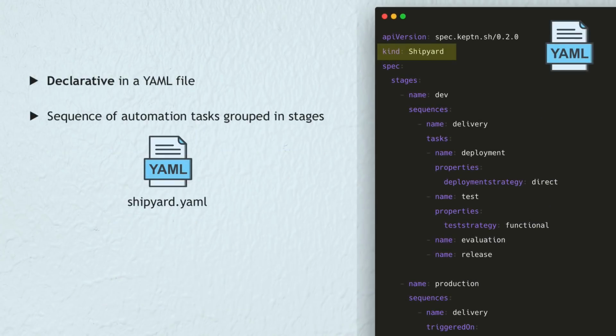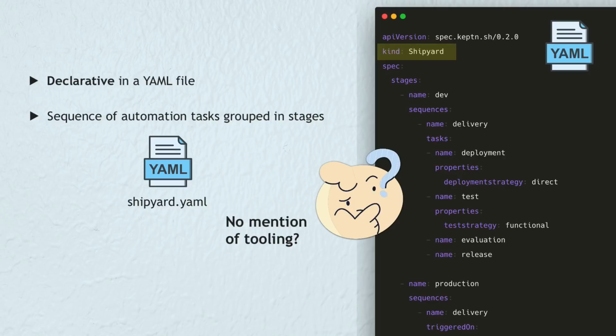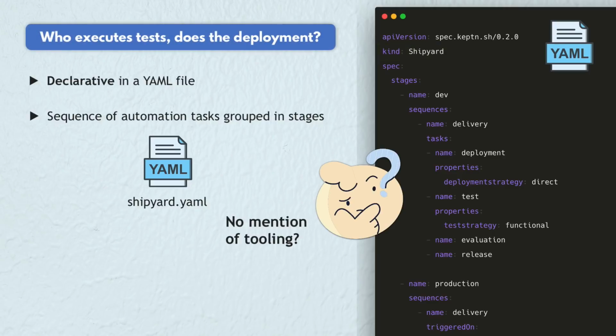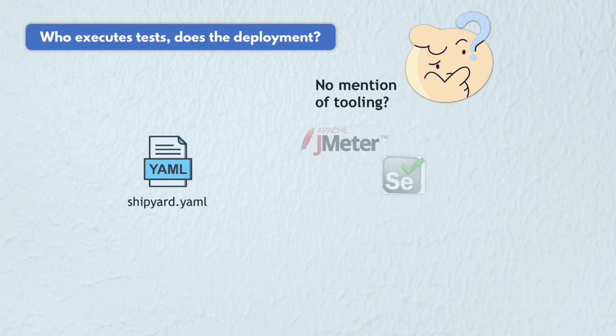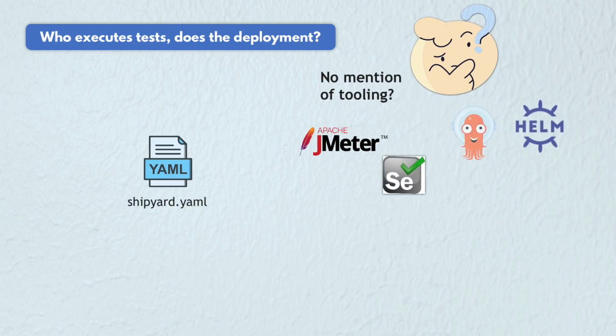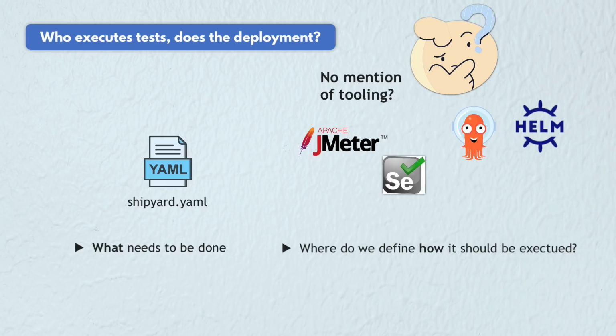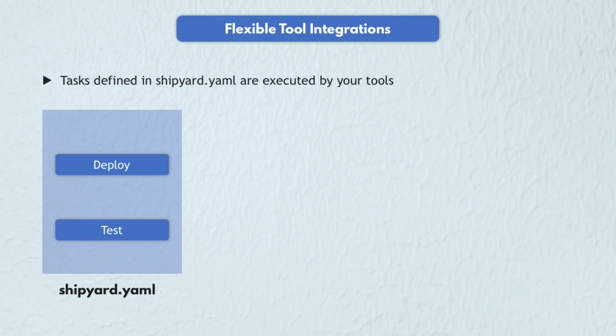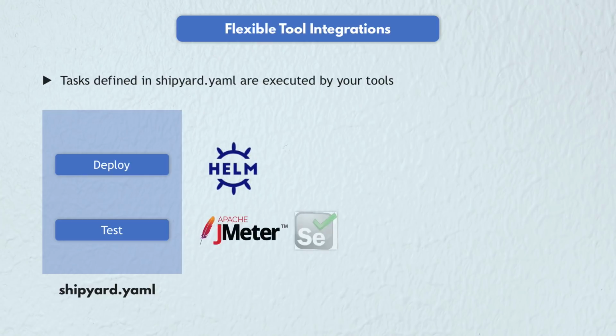Now, note that there is no mention of the tooling here. So who is doing the deployment or who is executing all these tasks, like running the tests or actually deploying to a specific stage and so on. So Shipyard defines what needs to be done, but where do we define how all this should be executed? Well, those tasks are executed by different tools. For example, Helm will do the deployment to Kubernetes, JMeter and Selenium will run the tests, and so on.